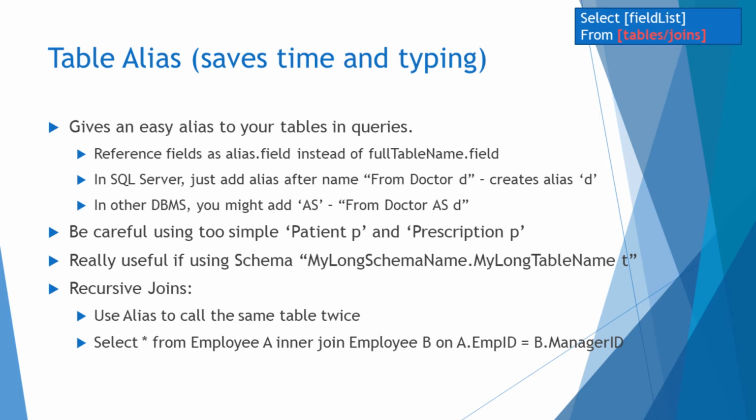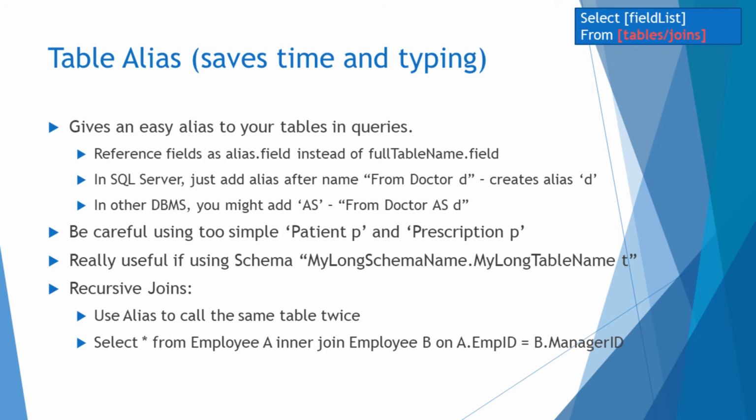So the examples that I've given here, first off, in SQL Server, you just have to add the alias after the name. It knows it automatically. In some of the other DBMSs like Access, you have to actually use the word AS, just a heads up. Be careful when you make them to make sure that they're not too simple. Like I said, I like to use single letters, especially if I only have like two tables and both tables start with a different letter. I can just make them D and P and it works just fine.